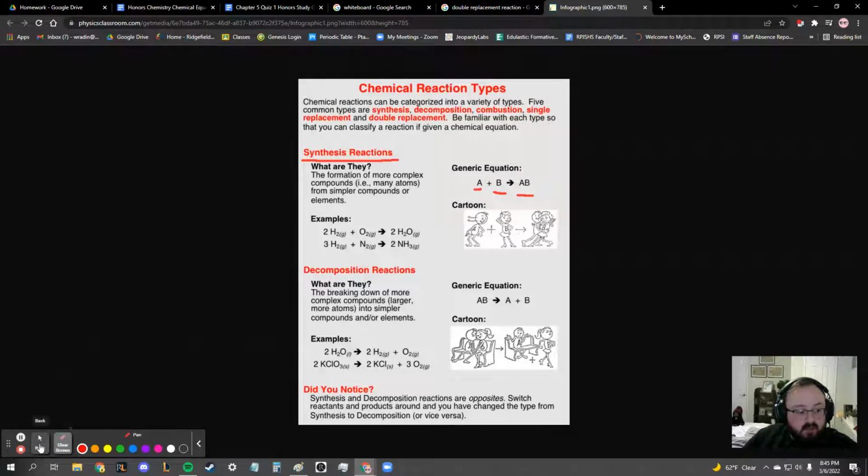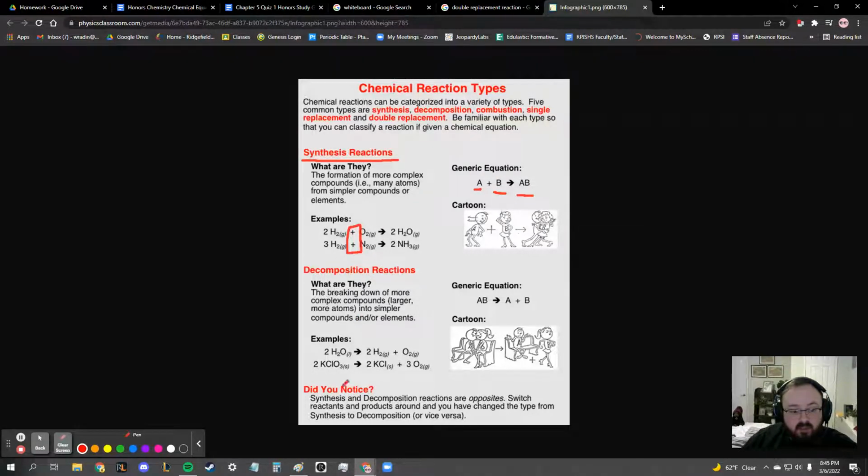So the best way to really notice this is you will only have the plus sign on the left hand side, like this. No plus signs on the right hand side. So if it's just a plus sign on the left hand side in your reactants, it's most likely a synthesis. So you're combining two things together. Okay?